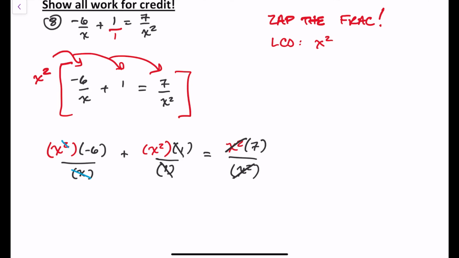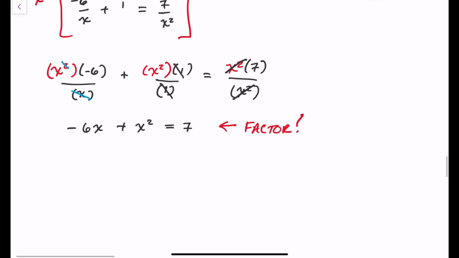And so in that first term, x squared divided by x, I end up with just a negative 6x plus x squared equals 7. So now I have a quadratic, so I need to rearrange these terms and factor. So let's rewrite this: x squared minus 6x minus 7 equals 0.